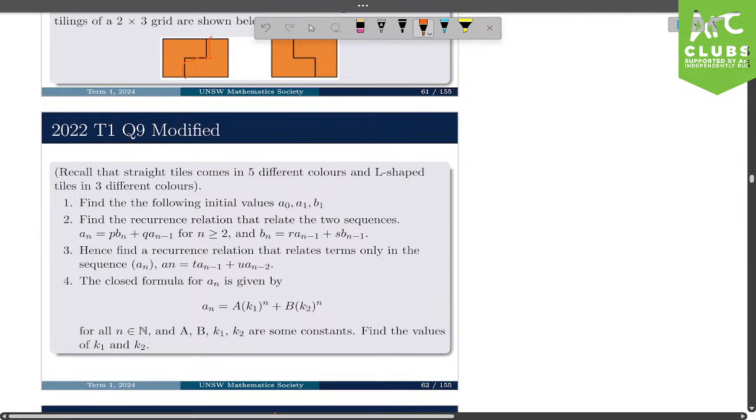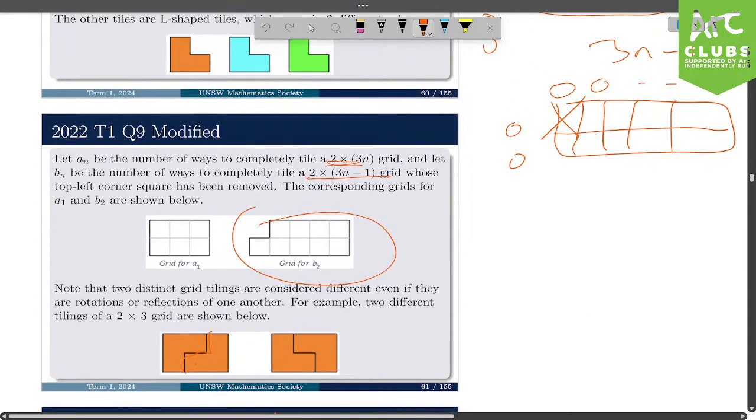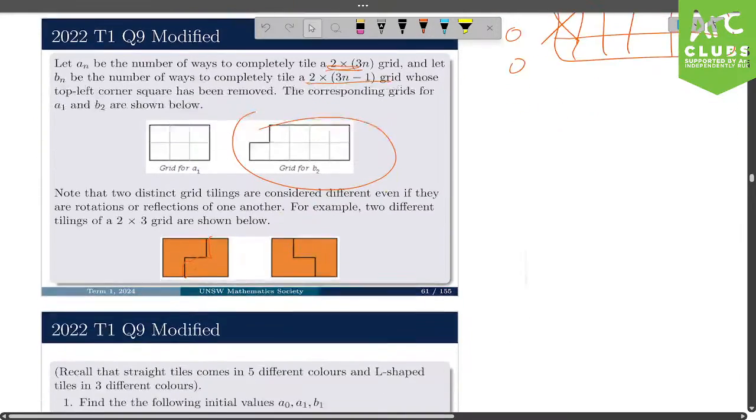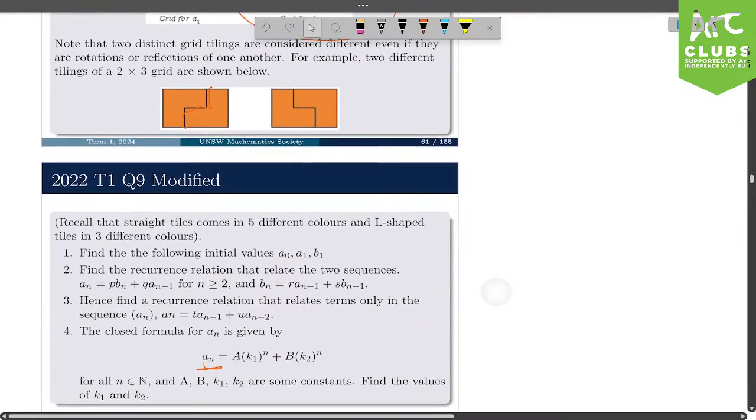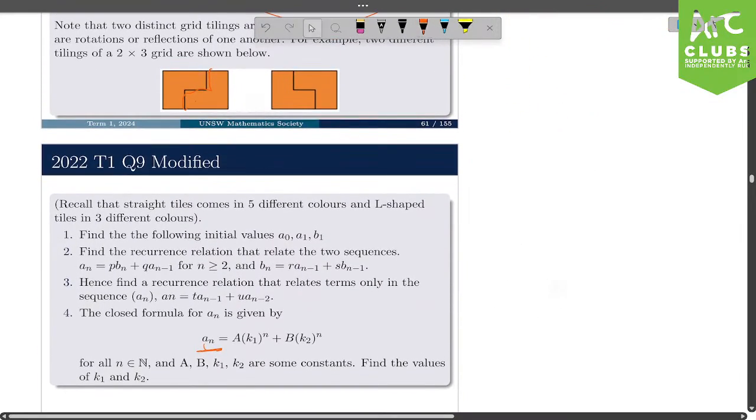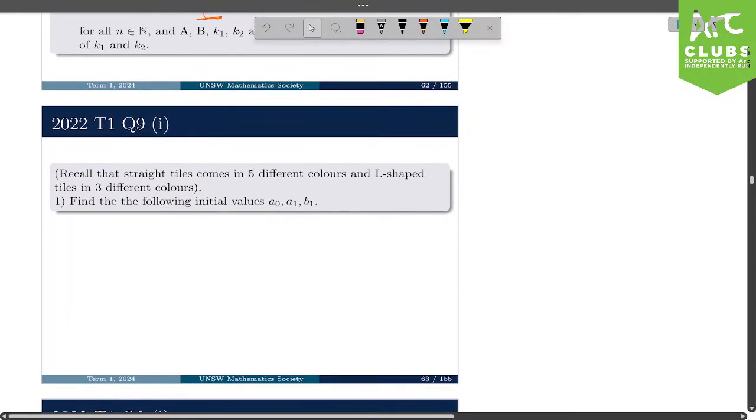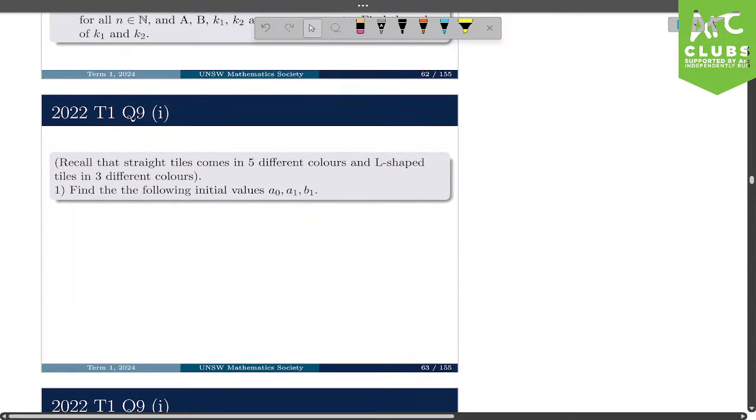At the end, there's a bunch of subparts. We want to find a closed form for the number of ways we can tile that A_n grid, where we have 2 rows and a multiple of 3 columns. Okay. We can kind of see we want to construct a recurrence relation. So first we want to find the initial values A0, A1, and B1.